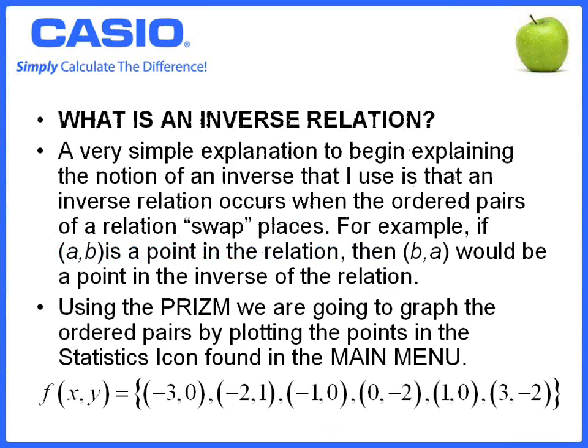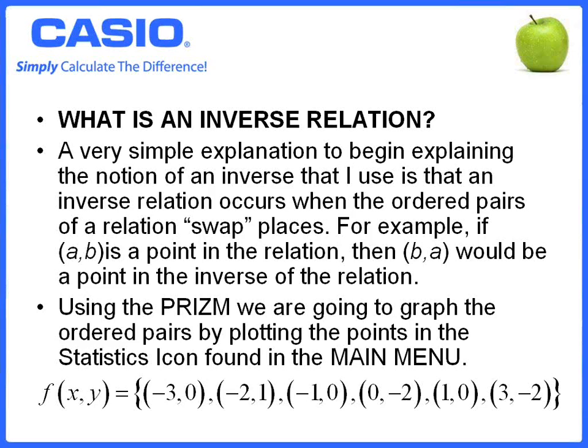Well, to start with, what is an inverse relation after all? Well, in my 8th grade type classes, when I taught 8th grade algebra and algebra 1B, I try to start off with a very simple explanation that basically says that if you have an inverse relation, it will occur when the ordered pairs of a relation swap places. For example, if (a, b) is a point in the relation, then the point (b, a) would be a point in the inverse of the relation.